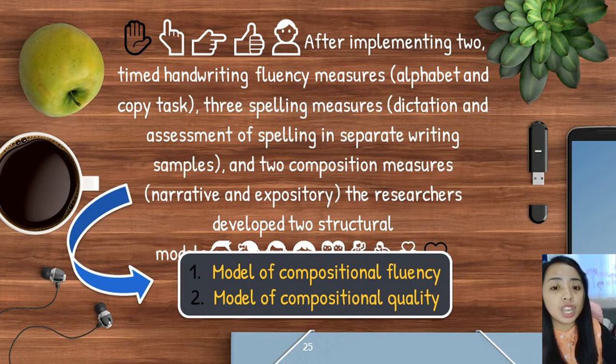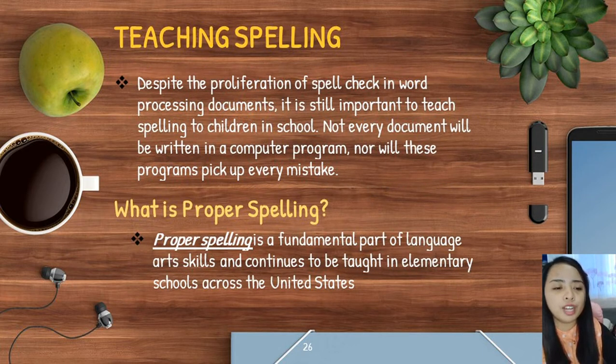The next one is teaching spelling. So despite the proliferation of spell check in word processing documents, it is still important to teach spelling to children in school. Not every document will be written in a computer program, of course, nor will this program pick up every mistake. So a while ago, I discussed with you that we need to let our students use a spell checker in the technology for them to check whether their spelling is correct or not. But we all know that not every written document can be written in a computer program. So we also need to teach spelling to our students.